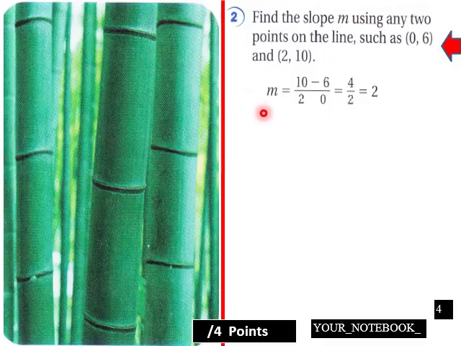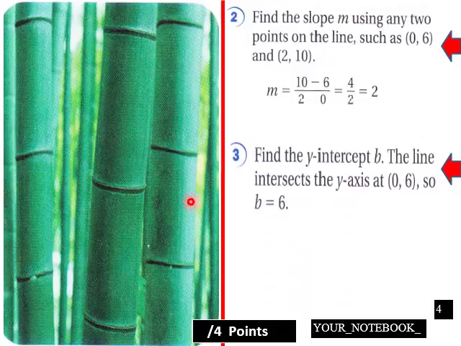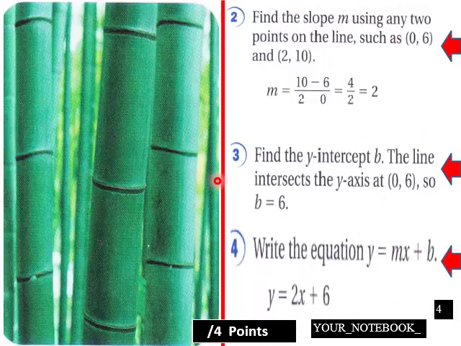So the first thing to do to write an equation of that line is to find the slope. We pick out any 2 spots, and we get 2 for m, which is our slope. Then find the y-intercept, b. The line intersects the y-axis at (0, 6), so b equals 6. If you look at the table, you'll see (0, 6) is an ordered pair. So that is your y-intercept.